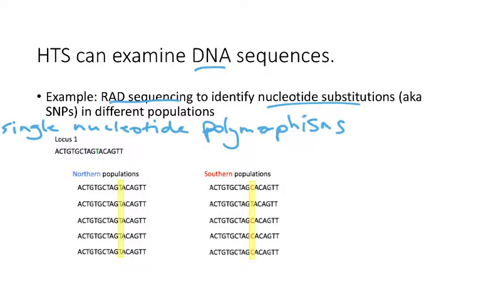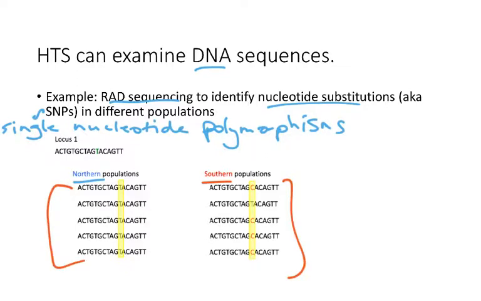Again, we'll talk more about that later, but RAD sequencing can identify these for us. So if you remember the example we used in an earlier video with the snails from northern and southern California. So here we have northern populations and southern populations. So what high throughput sequencing can do is, first of all, sequence multiple individuals.